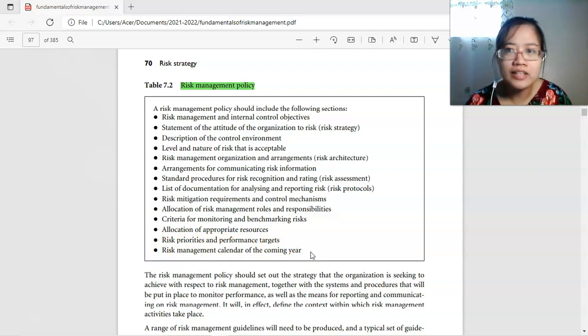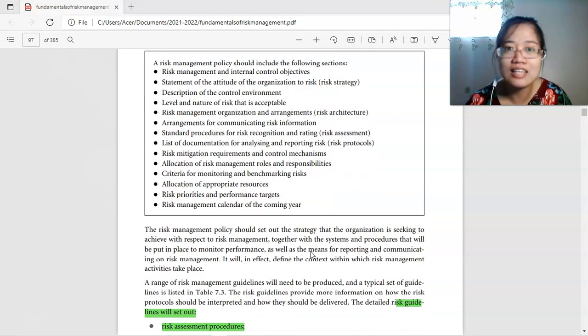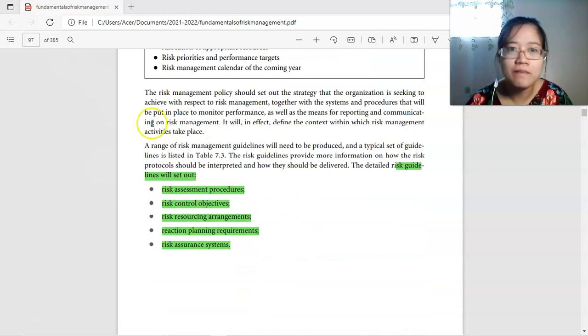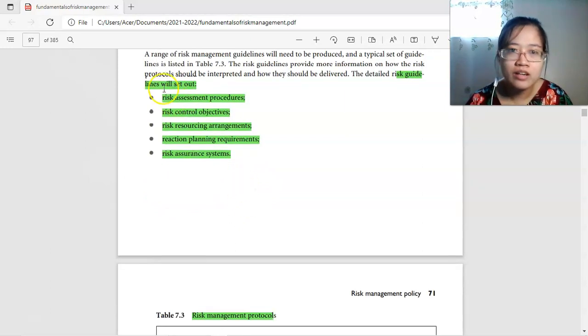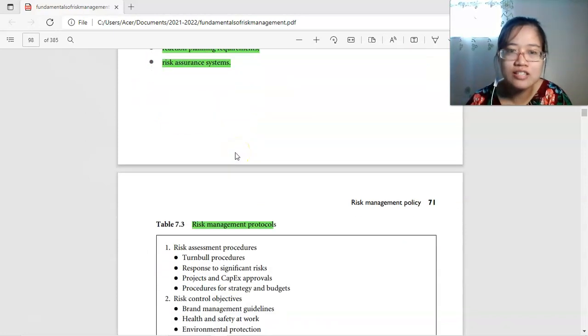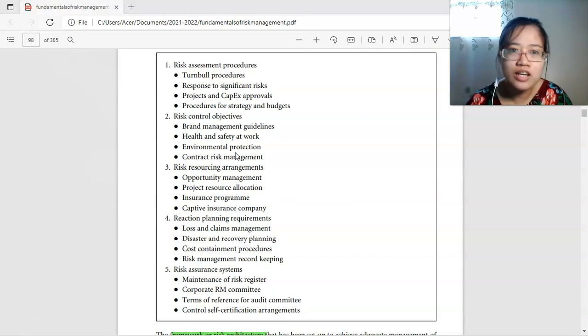Okay. Kasi naman ito ongoing naman. Kasi merong mga risk naman talaga na always present and hindi na i-eliminate totally. Okay? So, ayan. Yung risk guidelines, ito yung essentially risk management process ito. So, you have your risk assessment procedures, risk control objectives, resourcing arrangements, reaction planning requirements, risk assurance systems. Okay? I can review yung mga previous videos natin for you to some of the explanations for this. Okay? Risk management protocols natin.